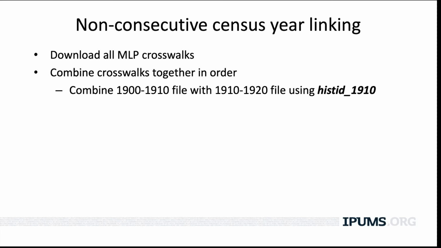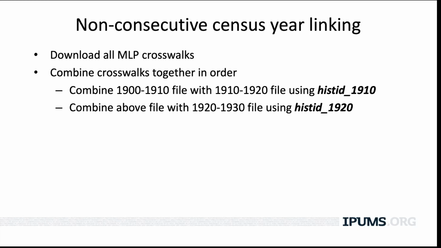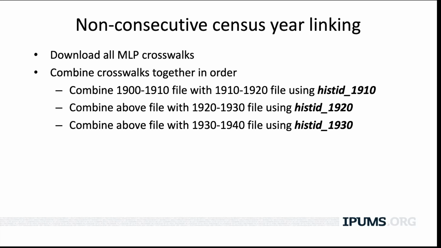In this case, the common year is 1910, so you're going to combine the two crosswalks together using hist ID underscore 1910. Once you've combined that file together, you're going to need to then combine the next crosswalk, in this case 1920 to 1930. Now the common year is 1920, so you're going to combine those two files using hist ID underscore 1920. And then finally, you're going to do the same thing with the 1930 to 1940 crosswalk using hist ID underscore 1930.